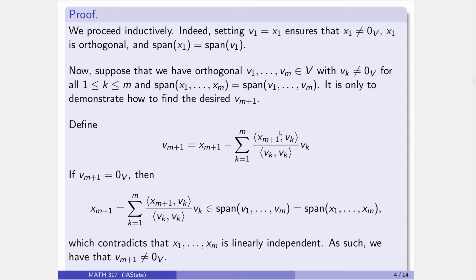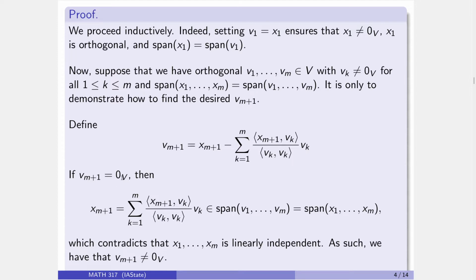Alright. So, first things first, I claim this is what works, and as I already revealed, I've got three things I've got to do. I've got to show v_{m+1} is non-zero, it's orthogonal to the other elements, and the span of v1 to v_{m+1} is the same as the span of x1 to x_{m+1}.